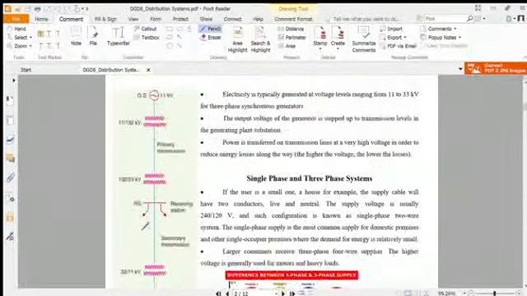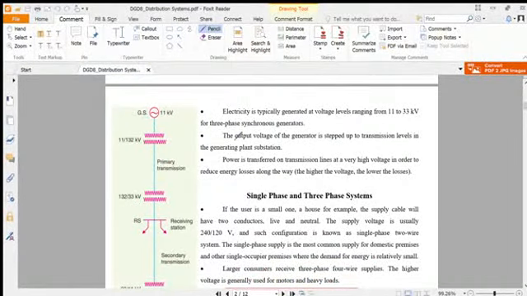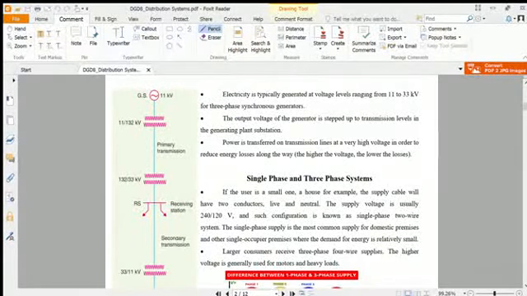So here we see that the generating voltage is ranging from 11 to 33 kilovolts, but commonly used, as I said earlier, it's 11 or 13. It's a three-phase synchronous generator, or it could be called an alternator. And then the output voltage is stepped up to the transmission line.